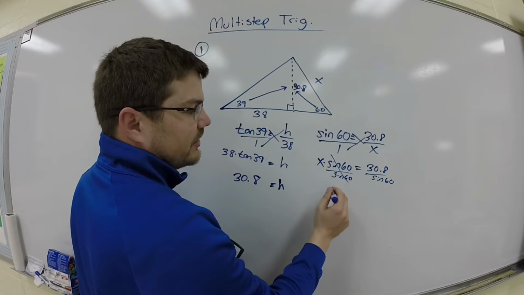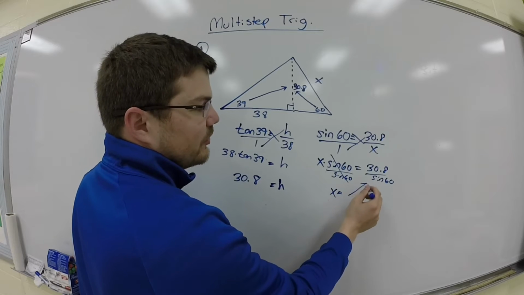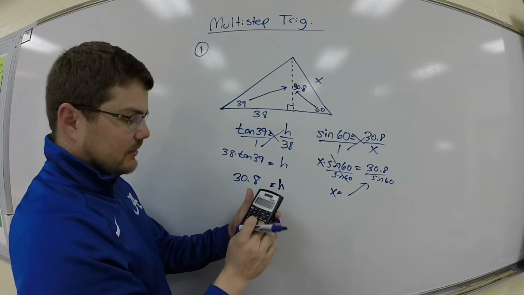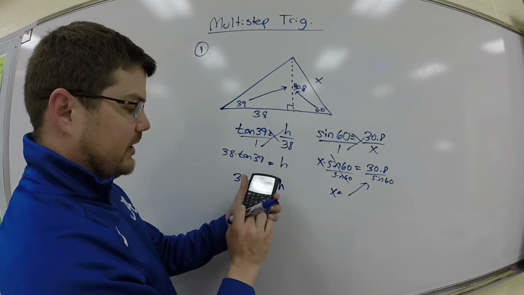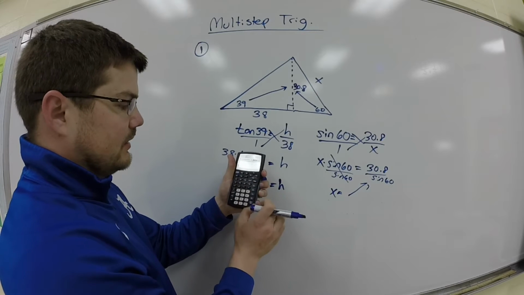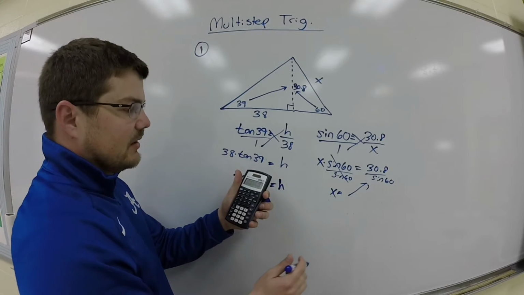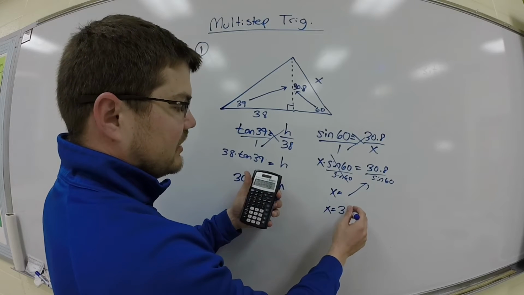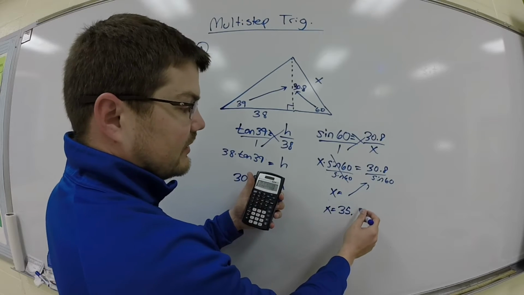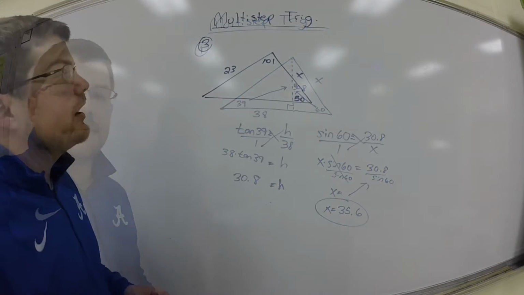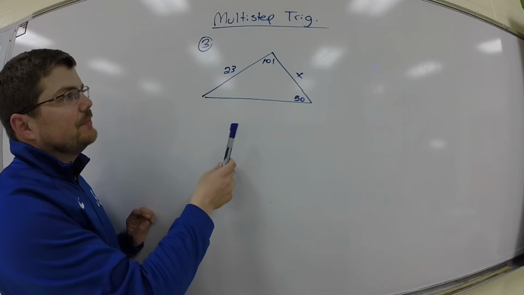They cancel here, so my answer is going to be, in my calculator, 30.8 divided by sine 60. So let's do that. 30.8 divided by sine 60. To the nearest tenth, this is 35.6. 35.6 is my missing side here. All right, number 3, we're given a triangle.